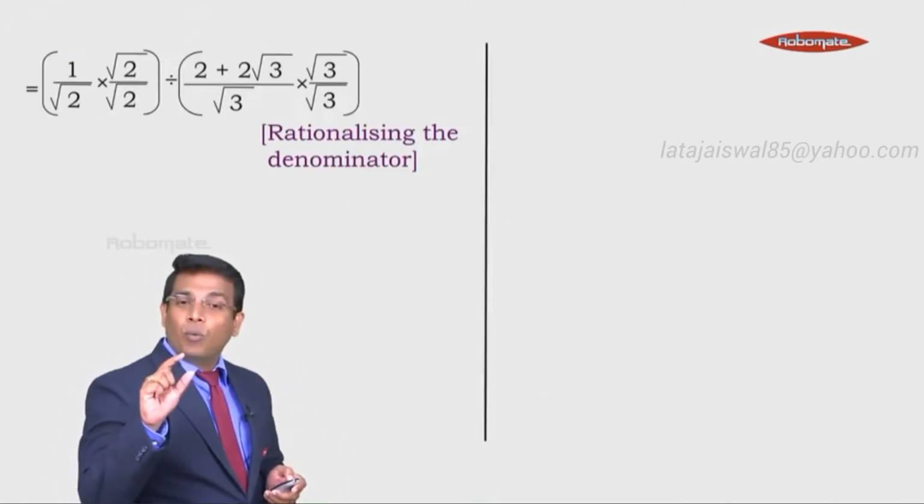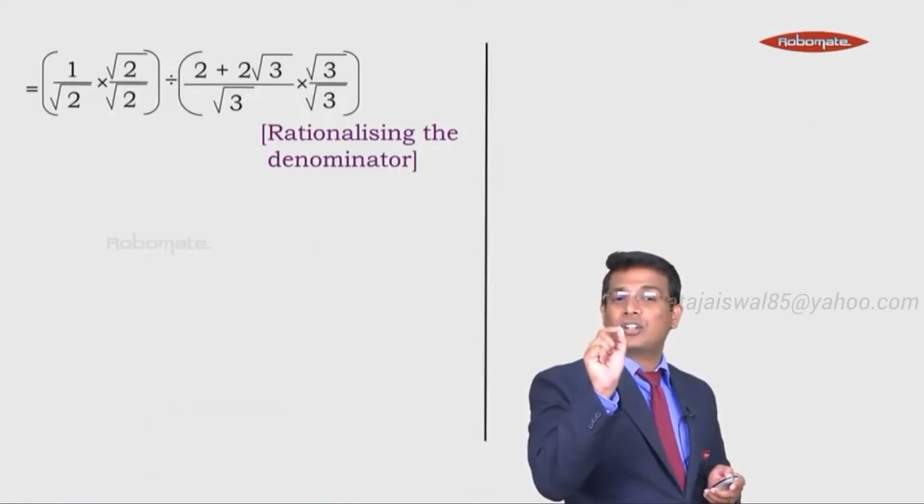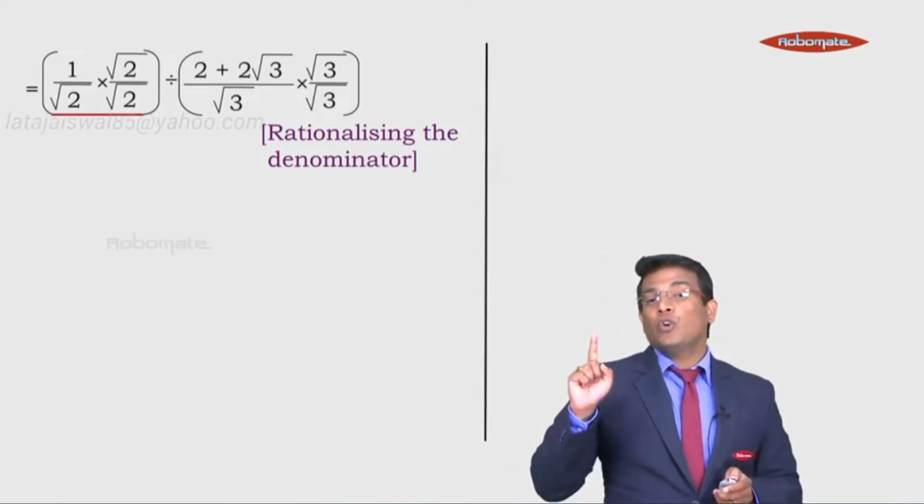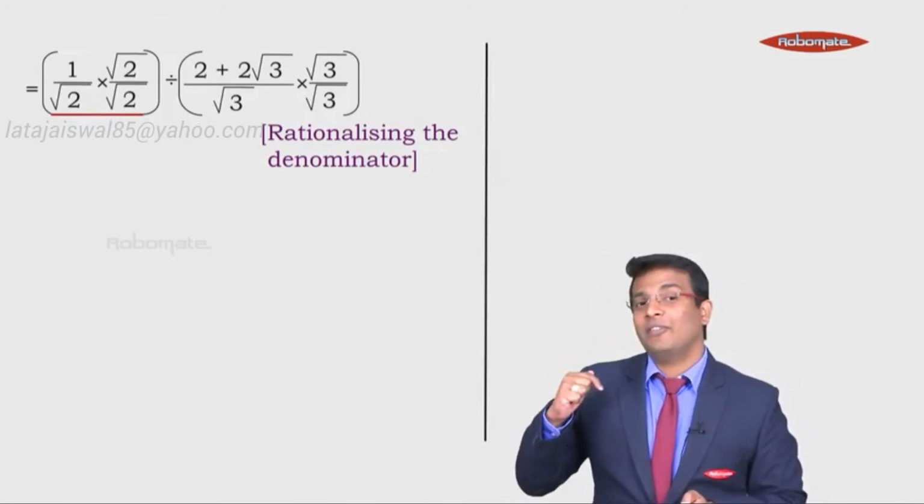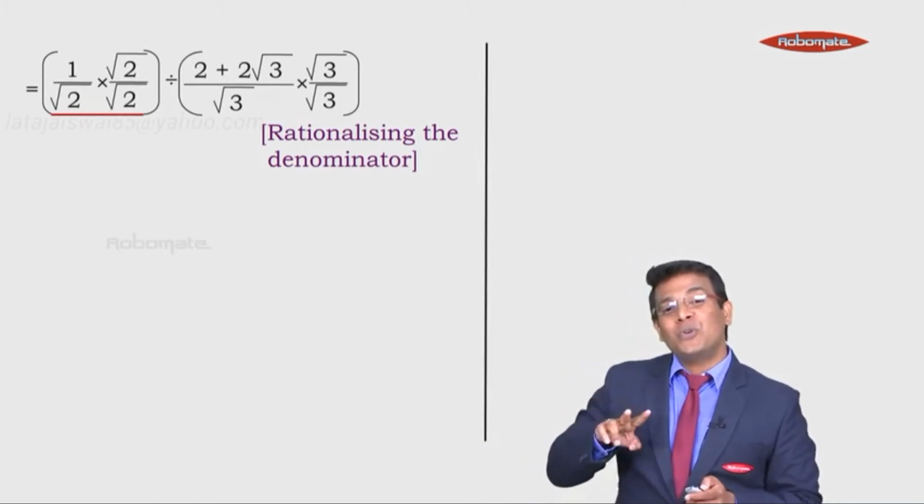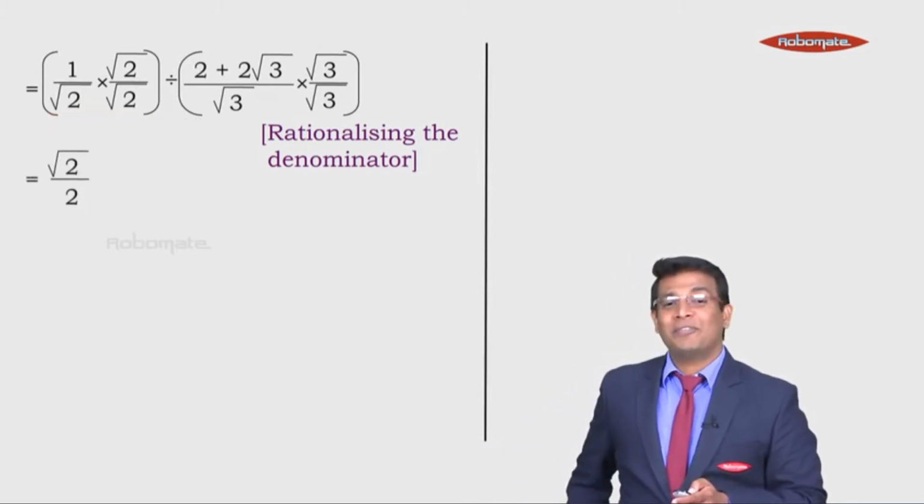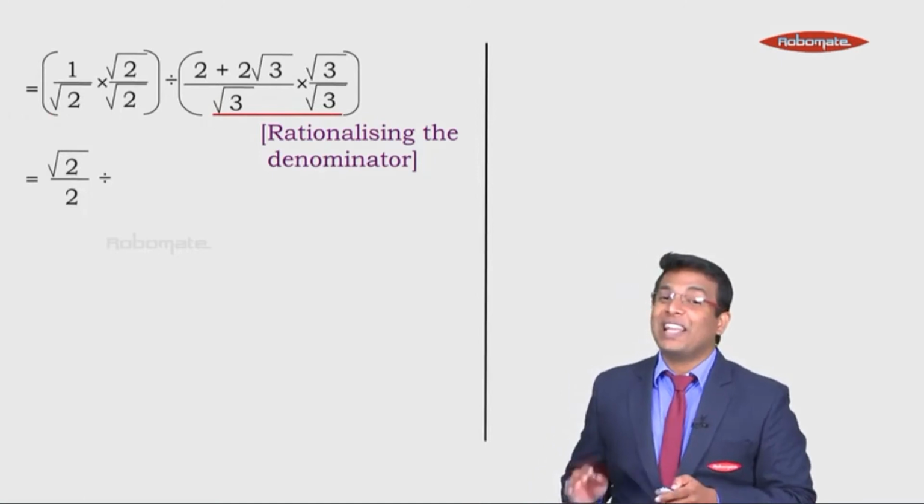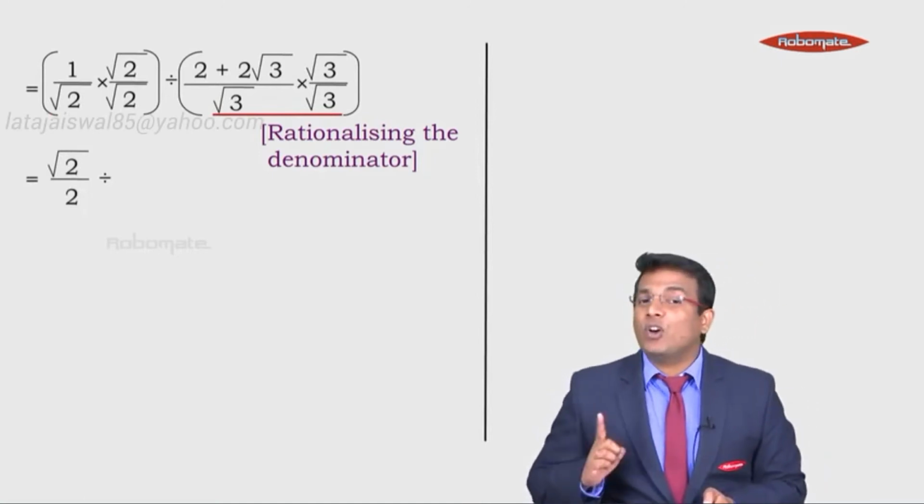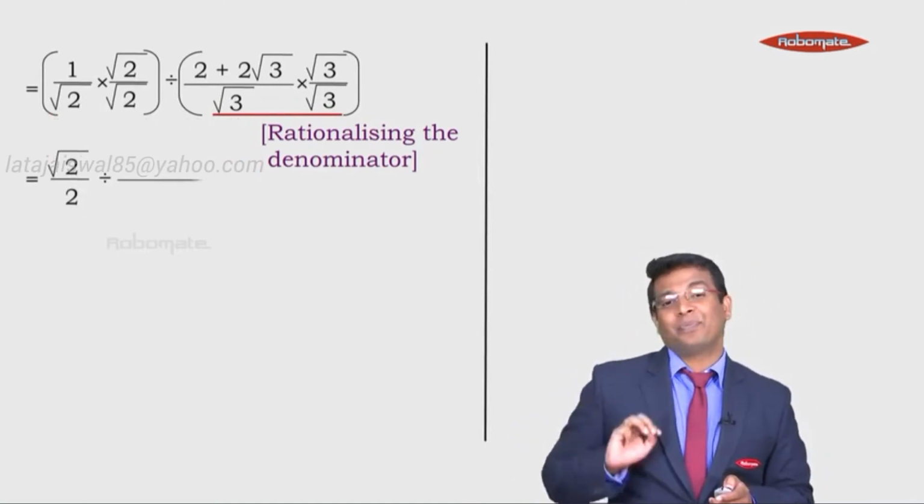So now what do we have here? 1 into the first bracket, if you see there, in the numerator is 1 into root 2 will give us root 2. Root 2 into root 2 will give us 2. So the value of that first bracket would be root 2 upon 2. In the second bracket, look at the denominator, it is root 3 into root 3, which will become 3.